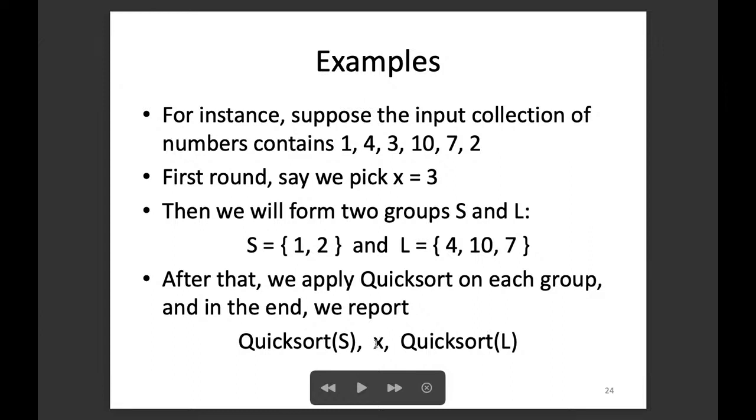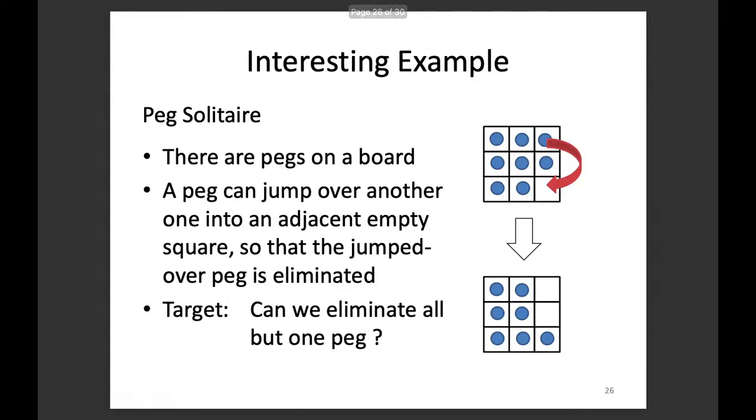X is the one in the middle, and we put the collection of correctly sorted numbers of L here. So in that case, it must be an increasing sequence containing all the numbers. So in that case, quicksort is correct. Okay. And then we have also discussed a game.